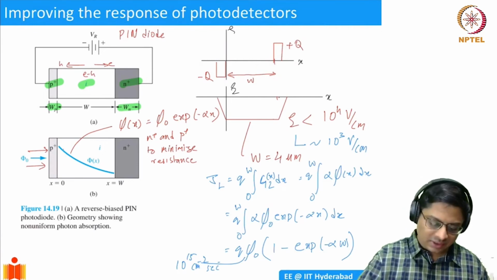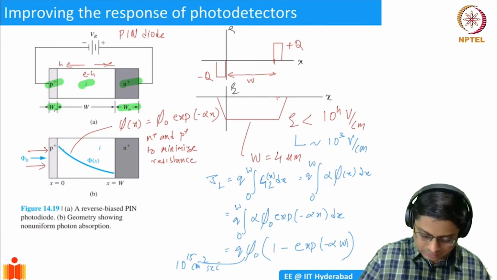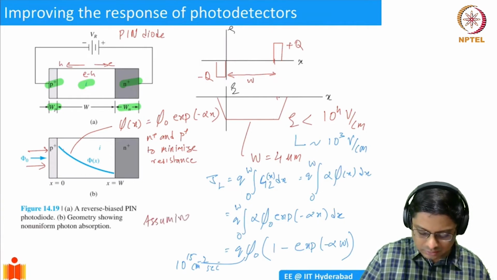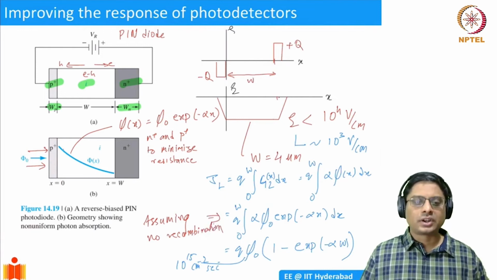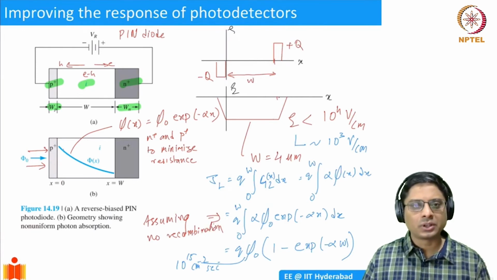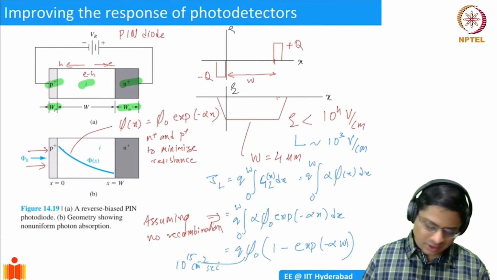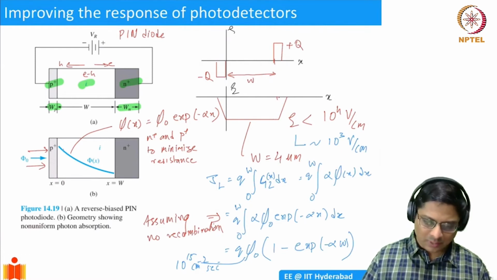By the way, this is assuming no recombination, of course, which is an approximation. Okay. All right. So what will this current be in a PIN junction? Well, let's try to do a small problem for that.